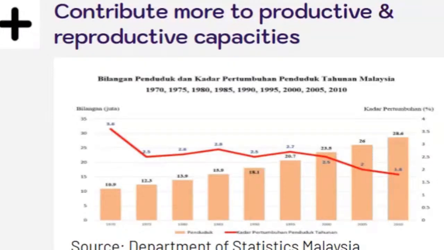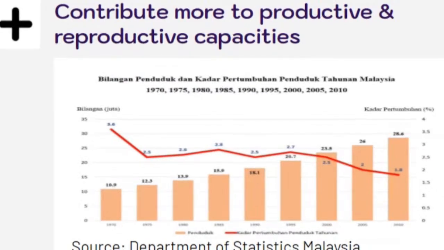Now I'm going to talk about the changes in the shape of the population pyramid related to government policy. So, firstly, the government's new population policy was introduced in 1984 by Dr. Mahathir Mohamad to achieve a stable population of 70 million by the year 2100. The strategy was to contribute more to productive and reproductive capacities in Malaysia.